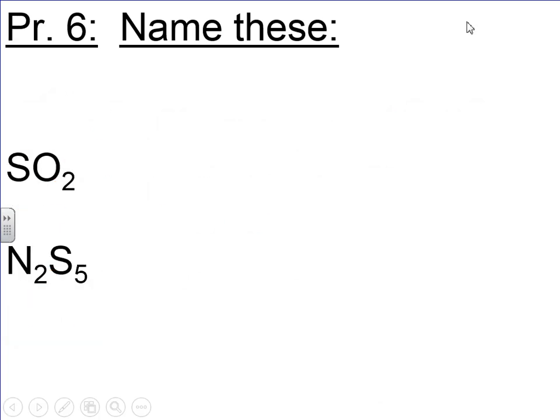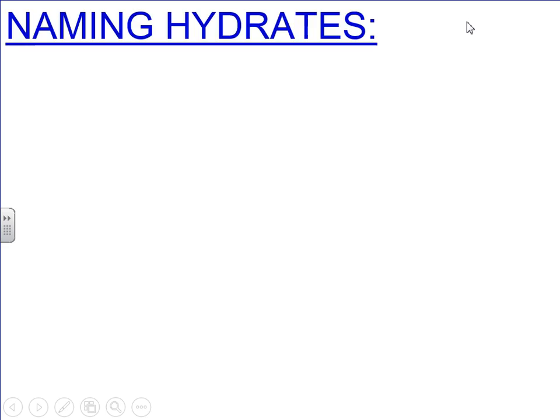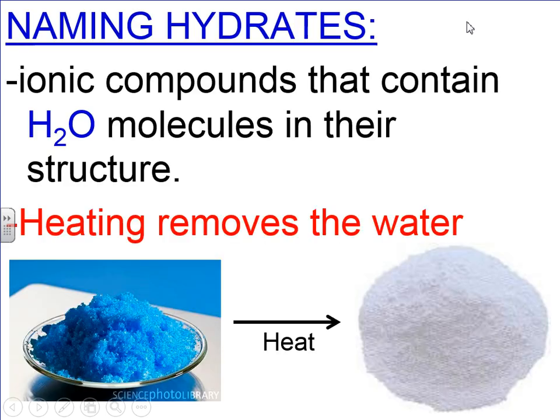And then let's talk about naming hydrates. Hydrates are a special class of compounds that have water in them. These are ionic compounds that contain H2O molecules in their structure. Again, ionic, so we'll have to use ionic rules, as you'll see. And if you heat these compounds, the water will be released.